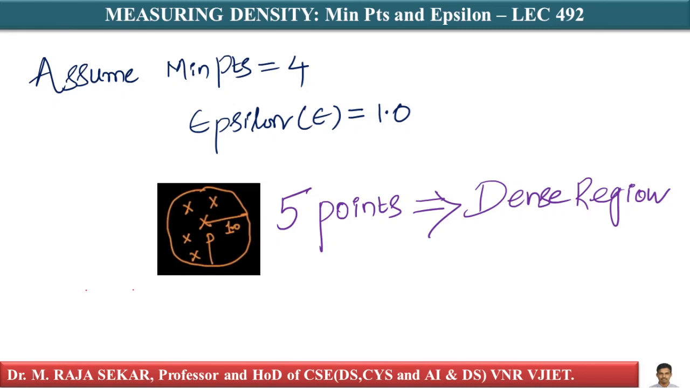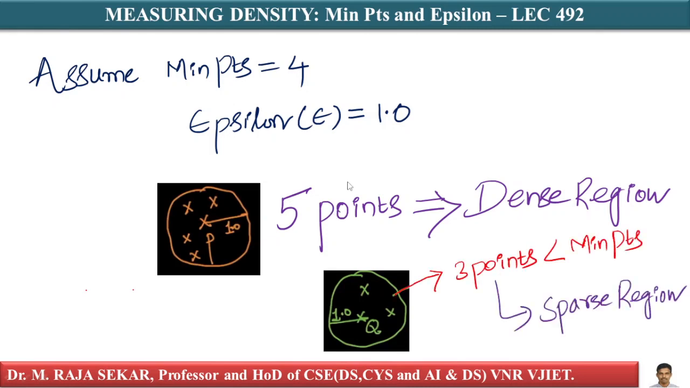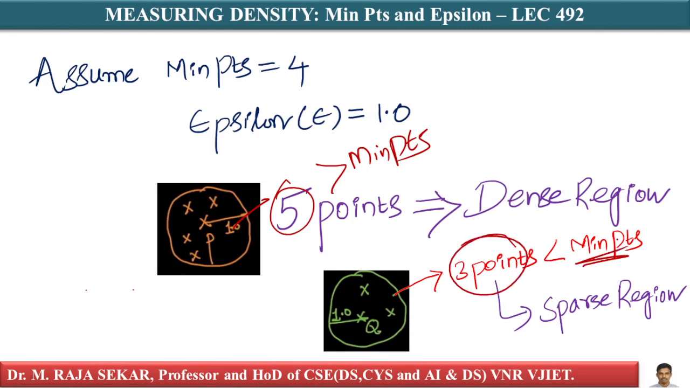Similarly, let's assume I have point Q, with only 2 other points in a circle of radius 1.0, so the number of points is 3. 3 is less than min points. Here 5 is greater than min points, that's why that region is a dense region. Here 3 is less than min points, hence this region is said to be a sparse region. This is how we define dense and sparse regions using these two hyperparameters, min points and epsilon. Min points is the minimum number of points that you need to have within an epsilon radius.